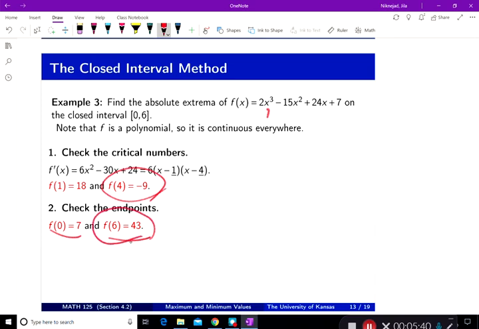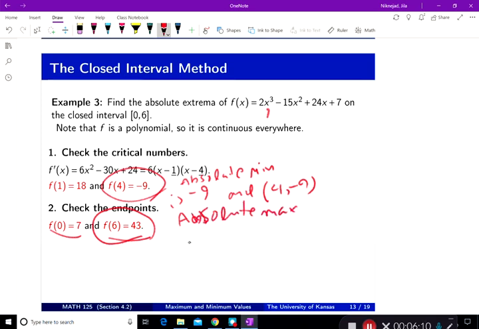So basically, the absolute minimum is -9, and the point is 4 and -9. The absolute max is 43, and the point is 6 and 43.